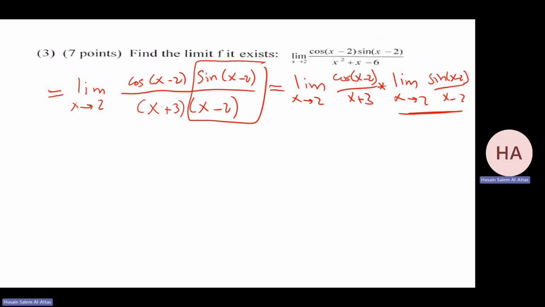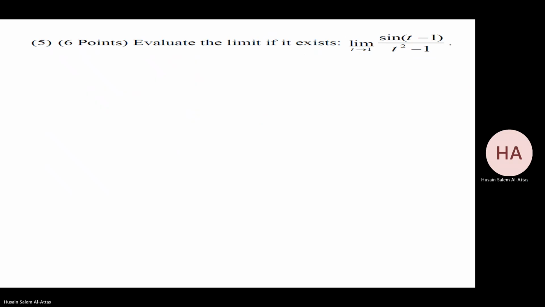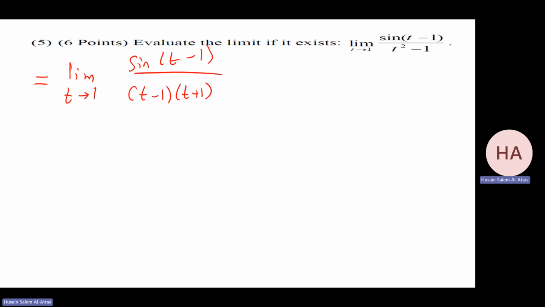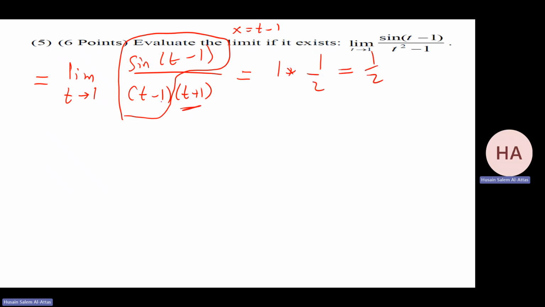This is something similar to what we did. This is 1, sine t over t as t goes to 0. And this one, substitute cosine 0, which is 1 over 5, times 1, which is 1 over 5. Next, the limit as t goes to 1 of sine t minus 1 over t minus 1 times t plus 1. By letting x equal t minus 1, you'll get sine x over x as x goes to 0. So it's 1. So it's 1 times 1 over 2, which is 1 over 2 as t goes to 1.